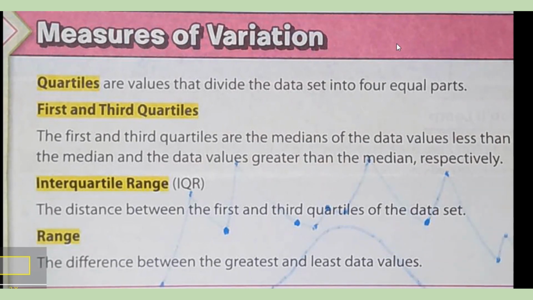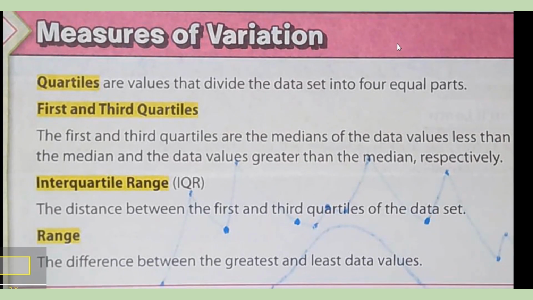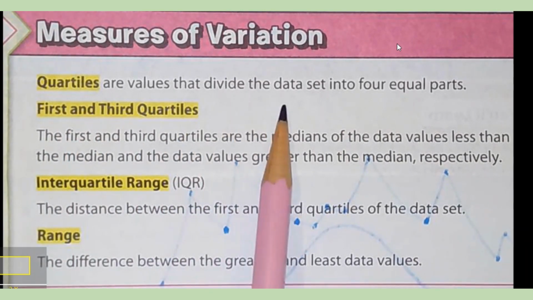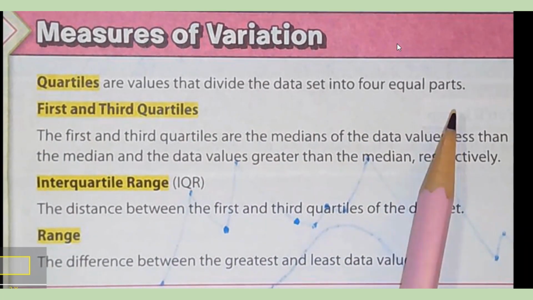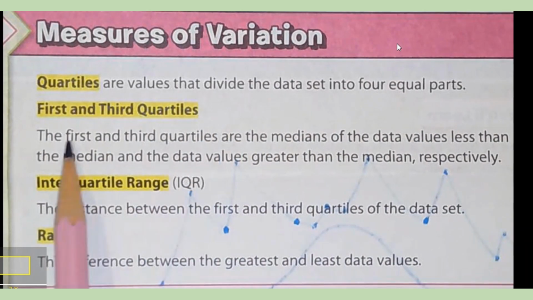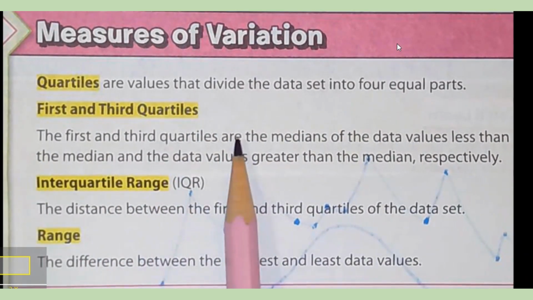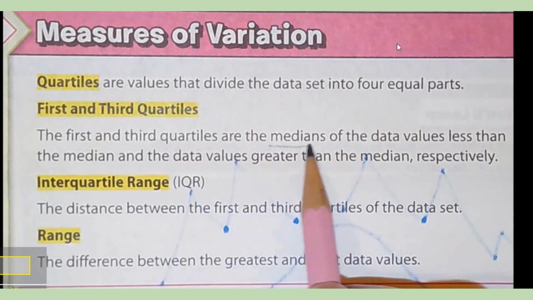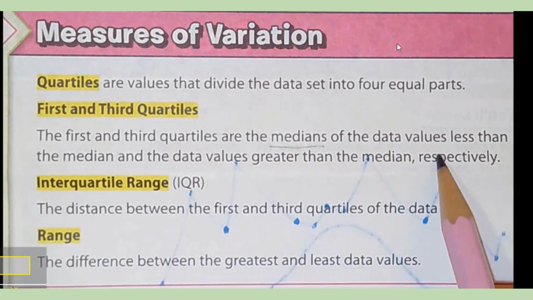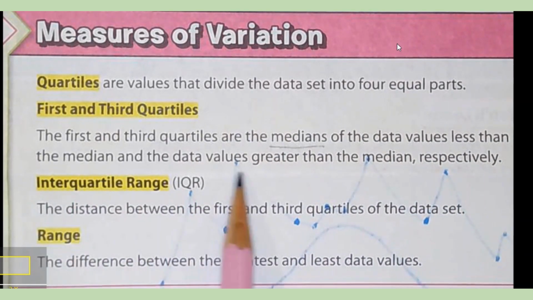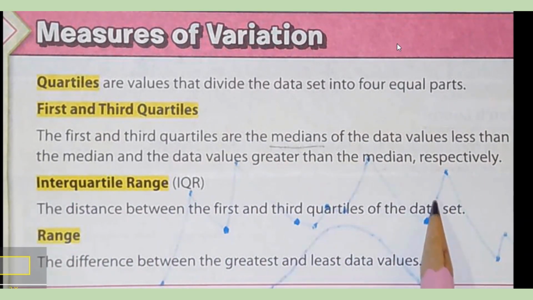All right, students, I want to go over some more vocabulary. This is basically what this lesson's about. So here are quartiles. Quartiles are values that divide the data set into 4 equal parts. That's what we just did. First and third quartiles: the first and third quartiles are the medians of the data values less than the median and the data values greater than the median, respectively.